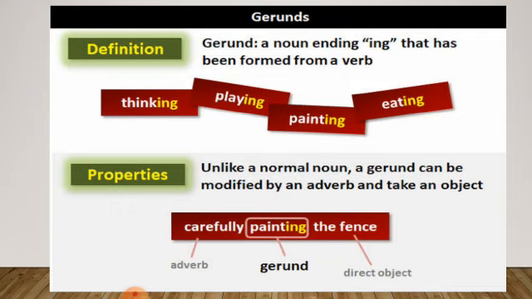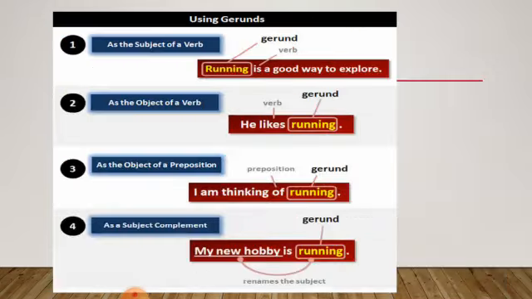For example, when we talk about gerunds, when I say I like painting, painting is a present participle here. But when I say painting is my hobby, here we are using it as a noun, so it is a gerund. Now you can see some examples here.